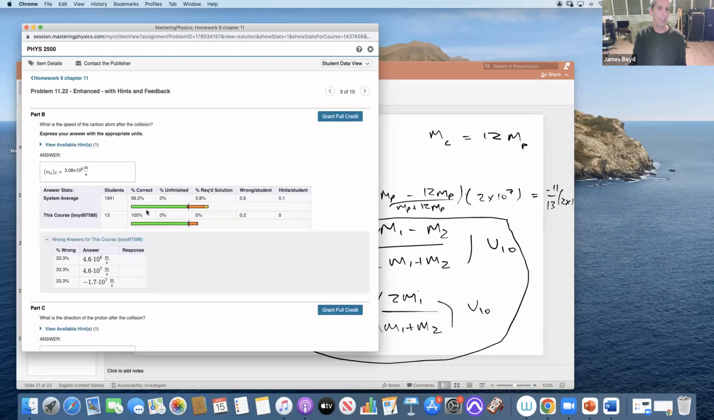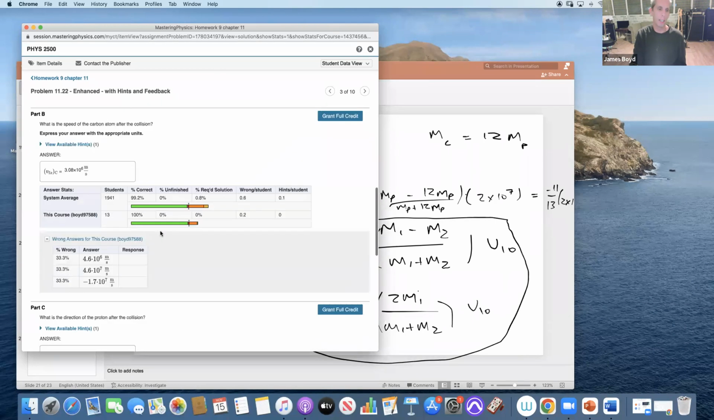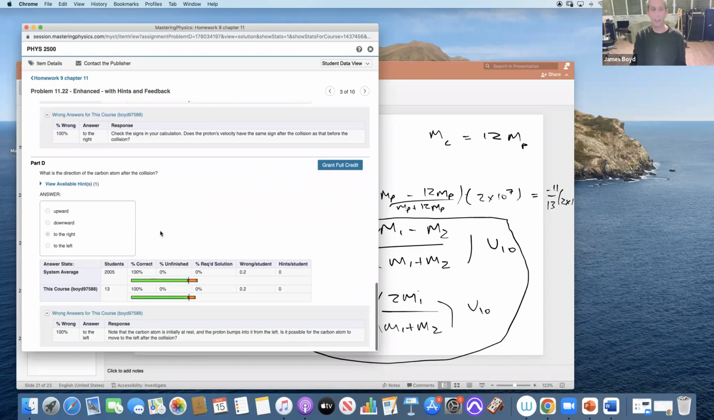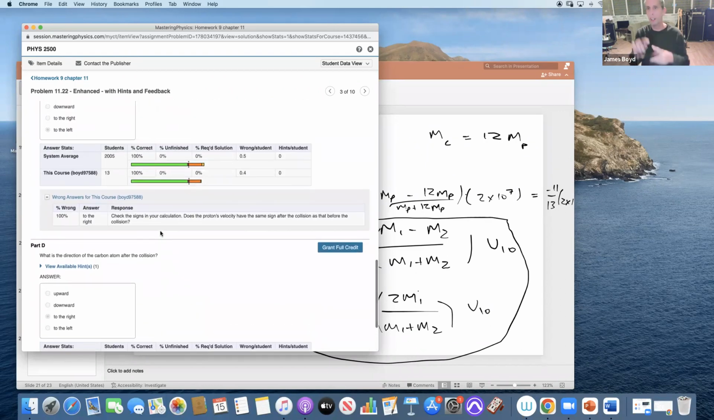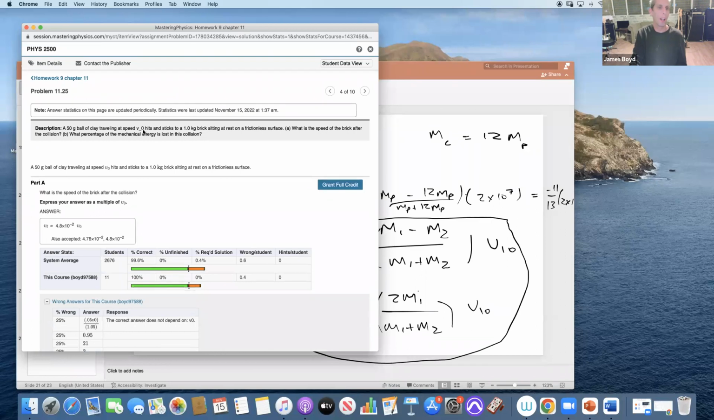What is the direction of the proton after the collision? Well, it was traveling right, it's going to be heading left. What is the direction of the carbon atom? To the right. Okay, so they hit and they bounce off each other. Now it hits and sticks.